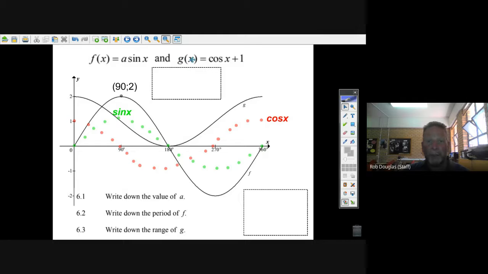Then they say g of x is equal to the cos of x plus 1. But it starts at 2, goes to 1, 180, back to 1, and all the way back to 2. So between 2 and 0 is cos. Between 2 and minus 2 is the sine one. Okay, now the question is, what is the value of a? What number would I put in front of there by looking at this graph?